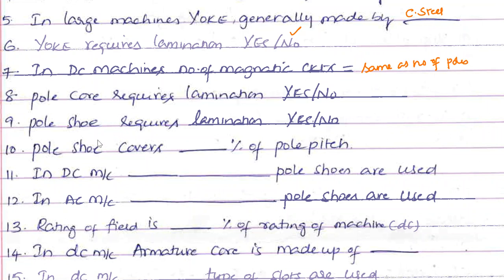Number of poles here. Okay. The pole core requires lamination, yes or no? So yoke and the pole core don't require laminations. Then which part of the DC machine requires lamination, sir? It is the pole shoe.